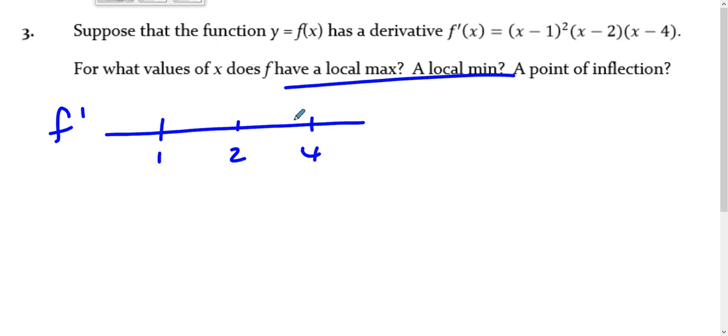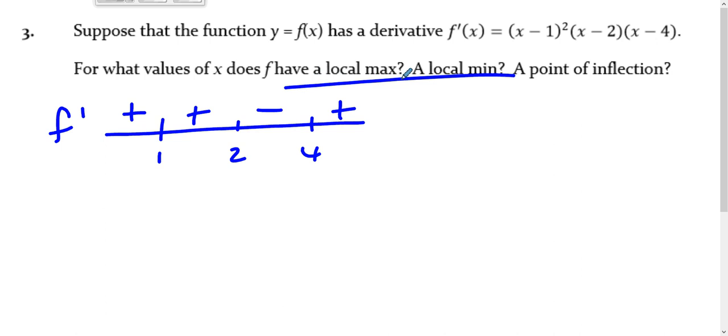So what does the chart look like? Well, you pick your favorite value that's less than 1, you plug it in, you take the sign of the answer. You take your favorite number between 1 and 2, you plug it in, you take the sign of the answer. You take your favorite number between 2 and 4, you plug it in, you take the sign of the answer. You take your favorite number greater than 4, you plug it in, you take the sign of the answer.